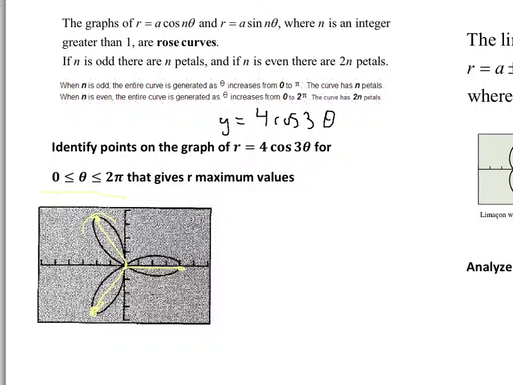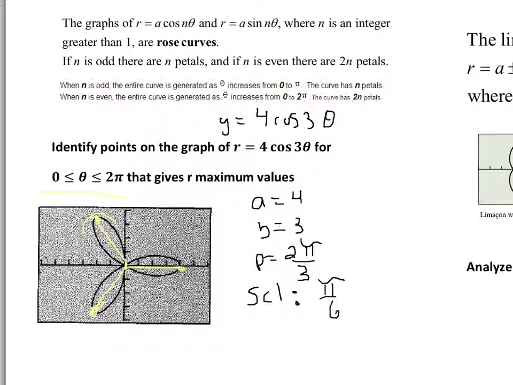Okay, so we know A is 4, B is 3, period is 2 pi divided by 3, and the scale is pi over 6, because remember you do the period divided by 4, so you get pi over 6. So let's take a look at this graph real quick.